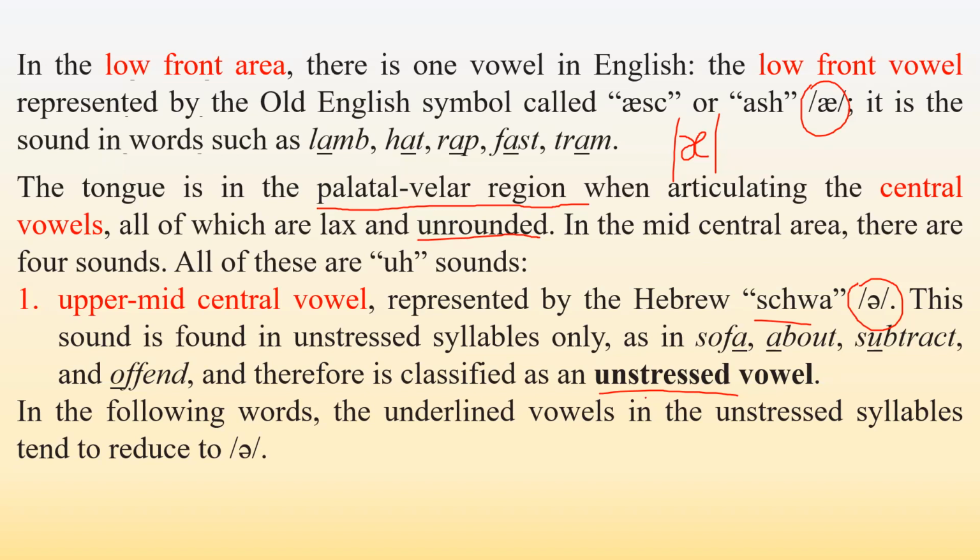So this is an important point regarding schwa, and that is the very reason why it's so popular. It's very common in native-like pronunciation. So this sound is found in unstressed syllables only, as in sofa, about, subtract, offend. Of course, we don't say them fully. We don't say subtract. About, not like that, about. So the schwa sound is available. That is called the upper mid-central vowel.